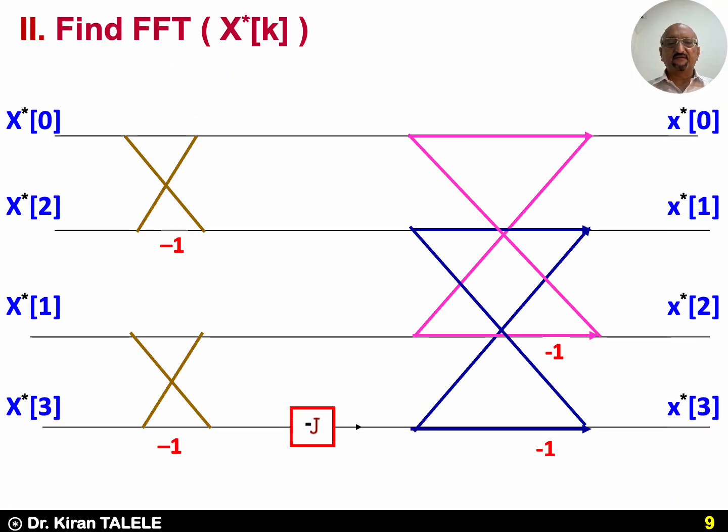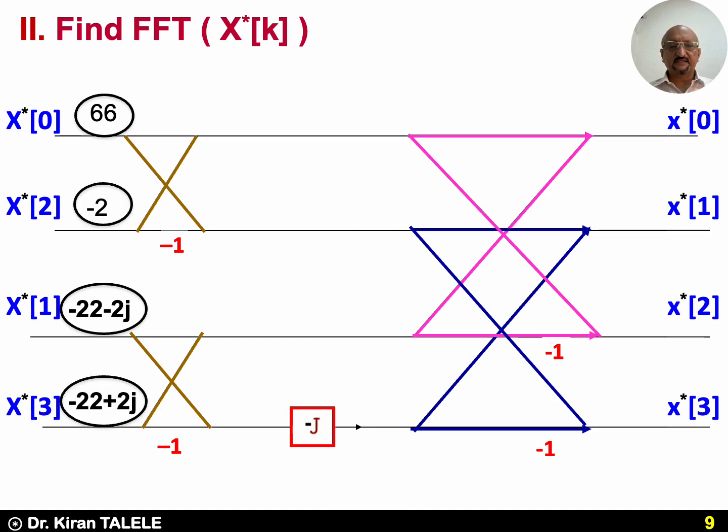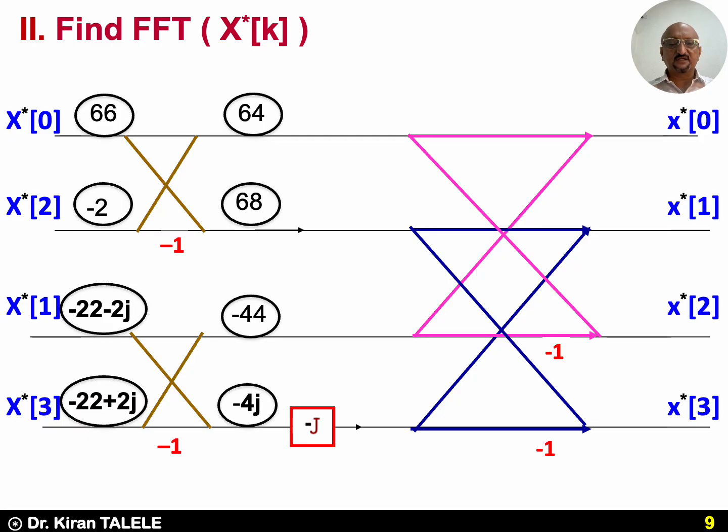Find FFT of X star of k. So we have to take this input in bit reverse order. First value 66, then minus 2j, then minus 2 plus 2j. Summation at the upper branch, difference at the lower branch. In the summation, minus 2j plus 2j will get cancelled out. Difference at the lower branch: 4j multiplied by minus j, the answer is minus 4.